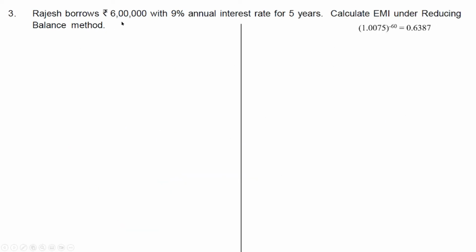Rajesh borrows rupees 6 lakhs with 9% annual interest rate for 5 years. Calculate EMI under reducing balance method. So it is similar to the previous question. Everything is given directly. The amount that is borrowed is the principal P. Annual interest rate is 9%, so we have to find I by compounding it monthly. And then N will be 5 years, that is 5 into 12.